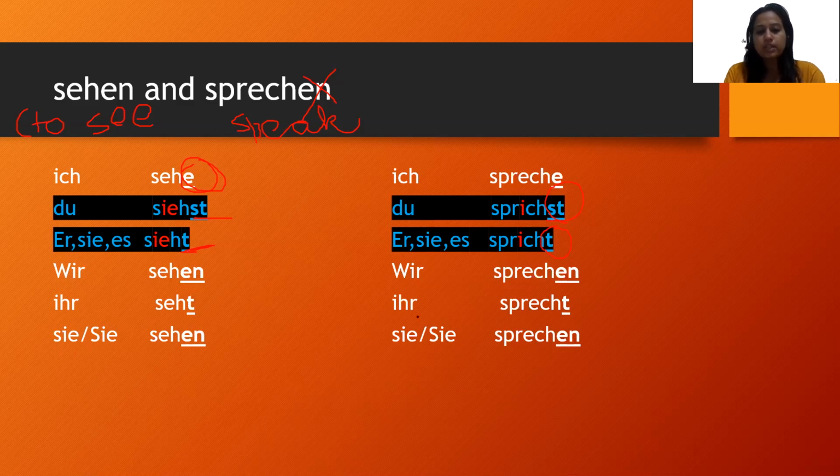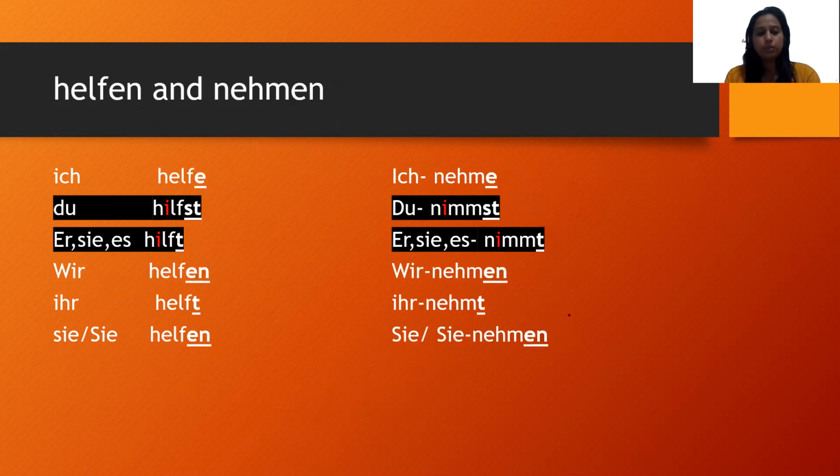Again, I would like to tell that here the vowel is not getting exchanged because it's not needed. The ending will be the same. So we learned four verbs here: essen, and then lesen, sehen, and sprechen. The next one will be helfen and nehmen. Helfen means to help. Nehmen means to take.